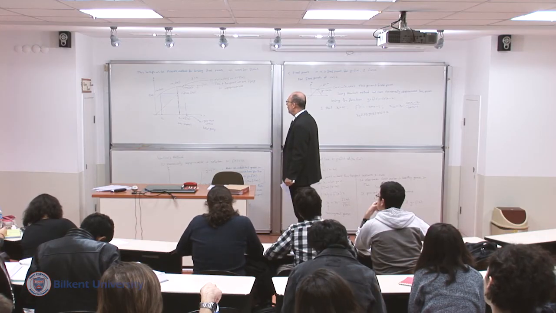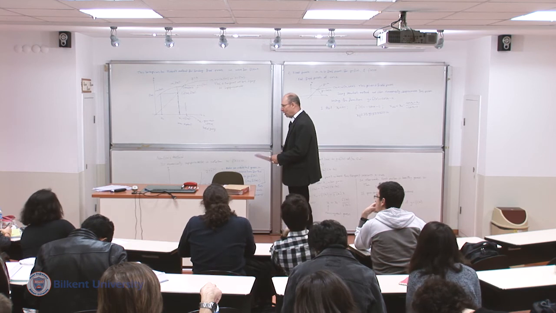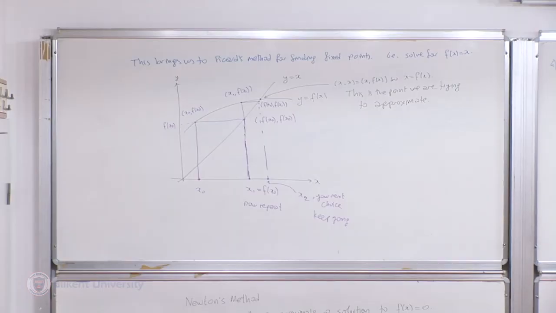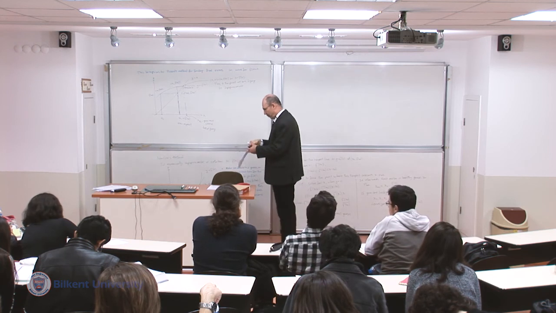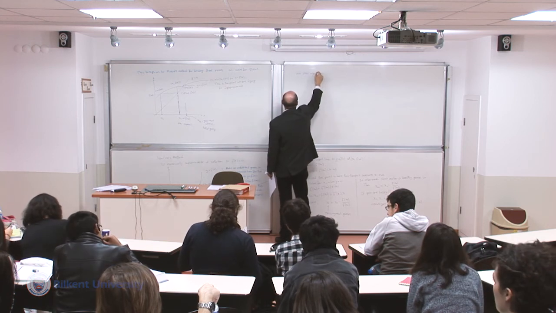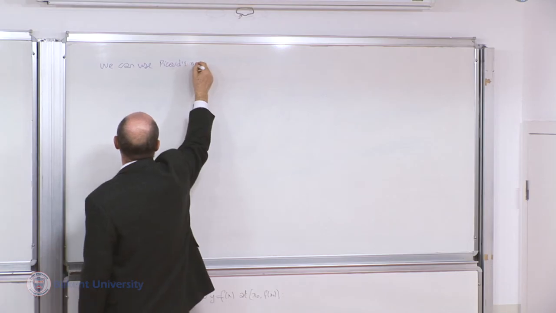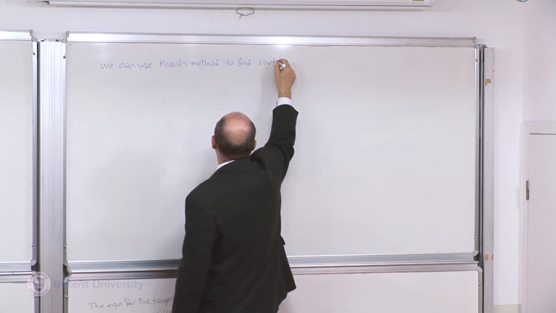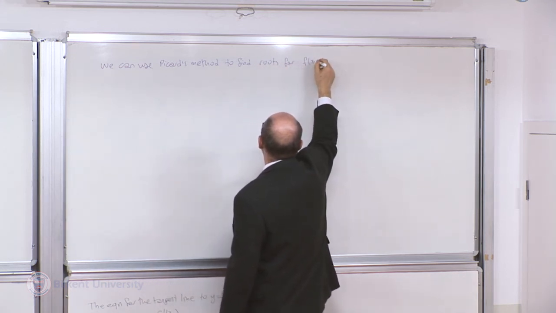Conversely, you can use Picard's method to find roots also. Okay, so sometimes it's easier to push buttons. So let me also mention that. So you see we use Newton's method to solve a problem of Picard. Now we can use Picard's method to solve a problem of Newton, because all you have to do is add and subtract something. Okay. So we can use Picard's method to find roots for f of x equals 0.